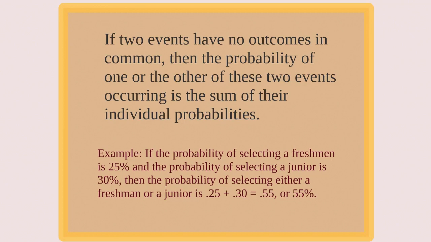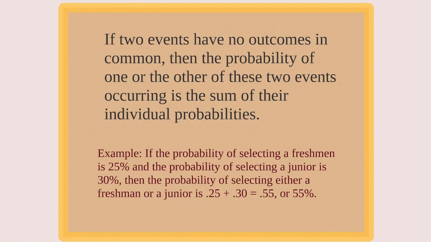Now, if 2 events have no outcomes in common, then the probability of one or the other of these 2 events occurring is the sum of their individual probabilities. Well, what about the probability of selecting a freshman and the probability of selecting a junior? If you make a random selection, does the selection of a freshman have anything in common with the selection of a junior? That is, can they occur at the same time? No, they cannot. You either select a freshman or a junior, not both, because no one in our sample is both a freshman and a junior.